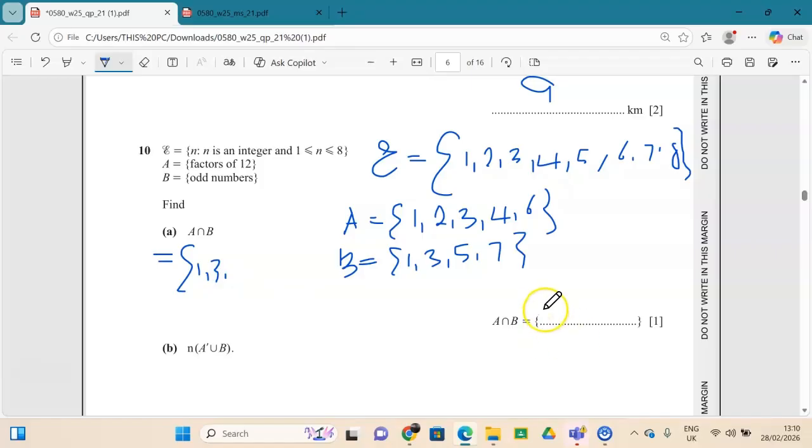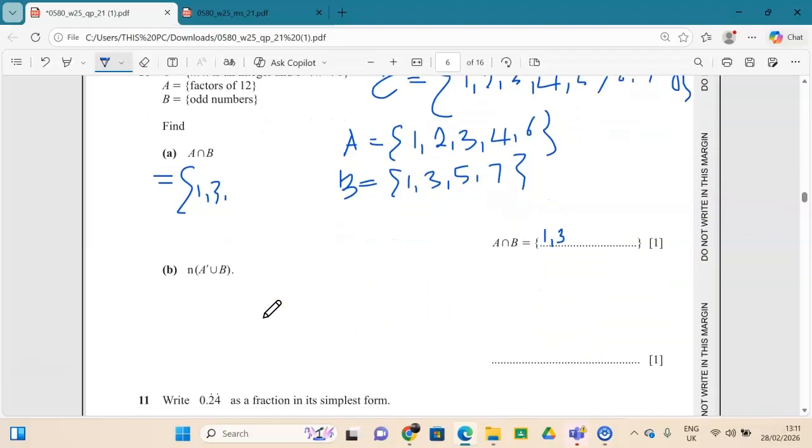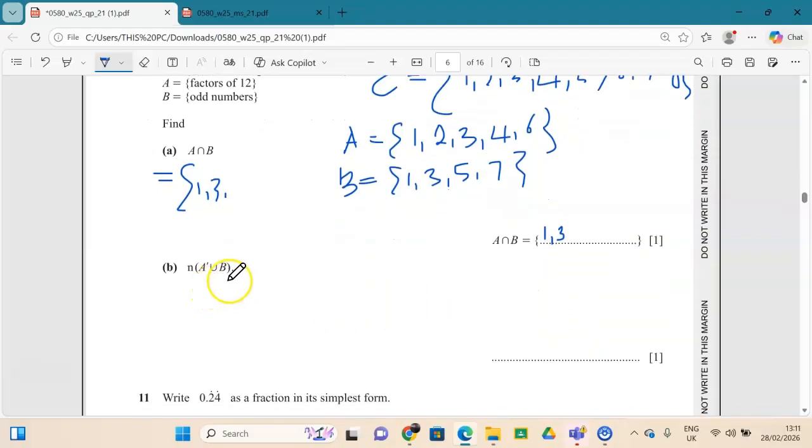So let's just quickly put it here. We're going to have 1, 3. Now what else is in common there? There's 4, there's no 4 here. There's 6, there's no 6 here. So we're going to have 1 and 3.